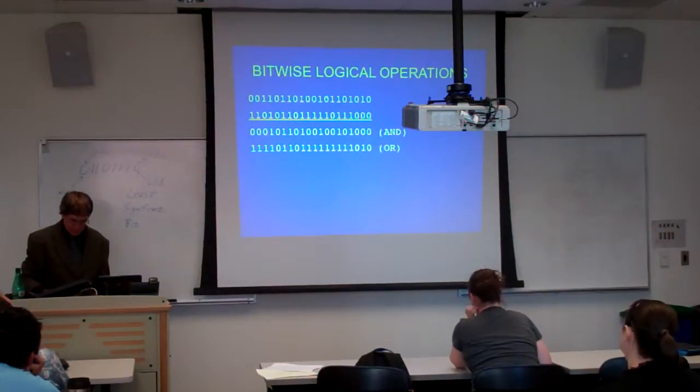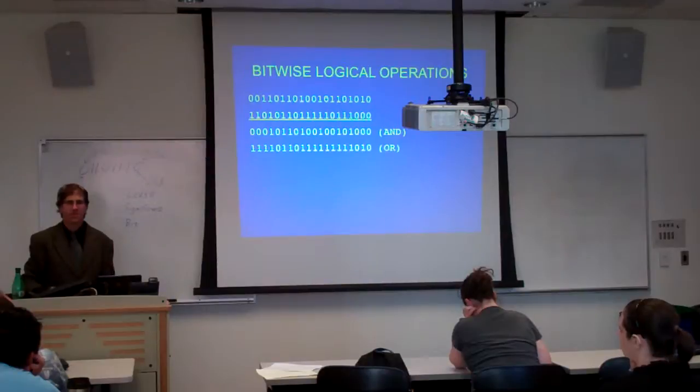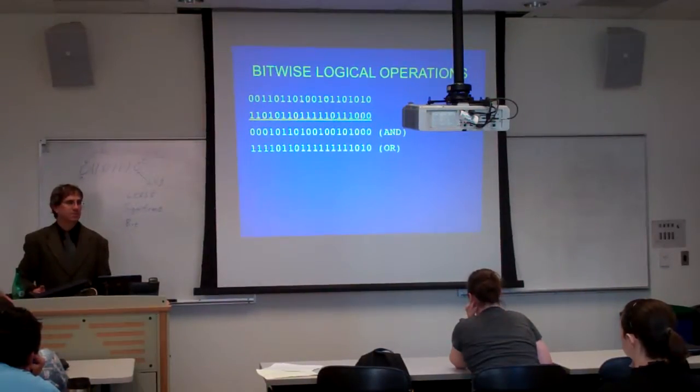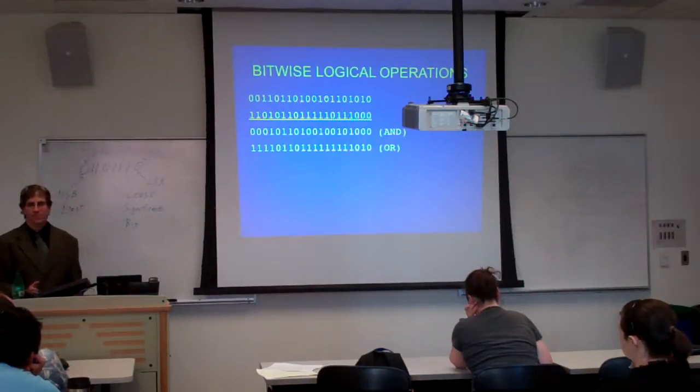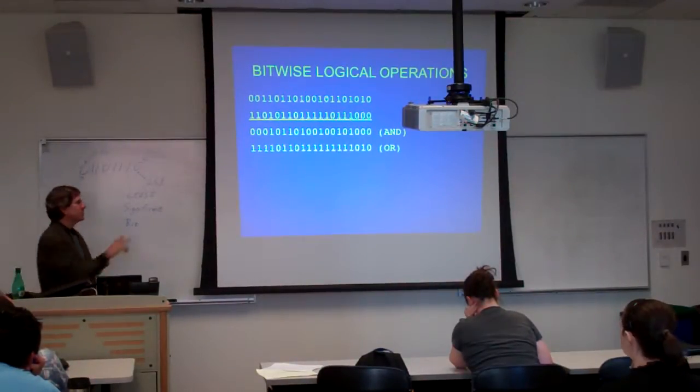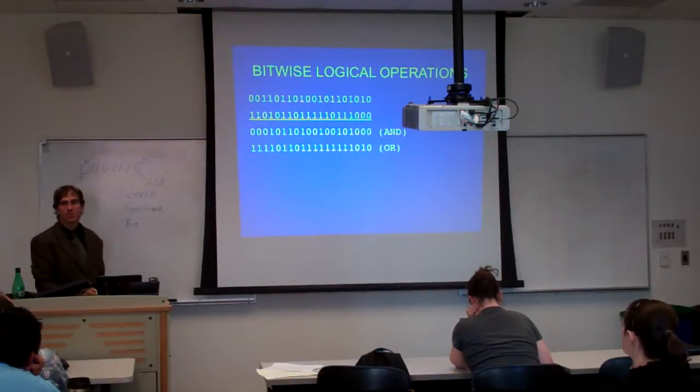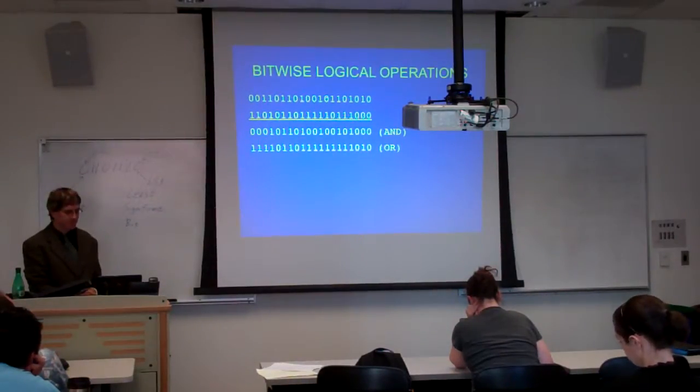In programming languages, you usually have to specify which kind of AND or OR you want to do. Do you want it to be bitwise, or do you want it to be logical? Logical says if they're both true, then the AND is true. Bitwise says bit by bit: if 2 bits are 1, the output bit is a 1.